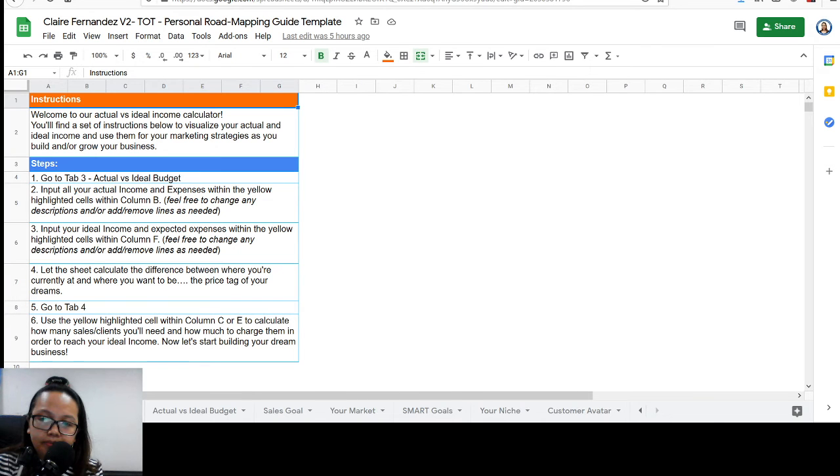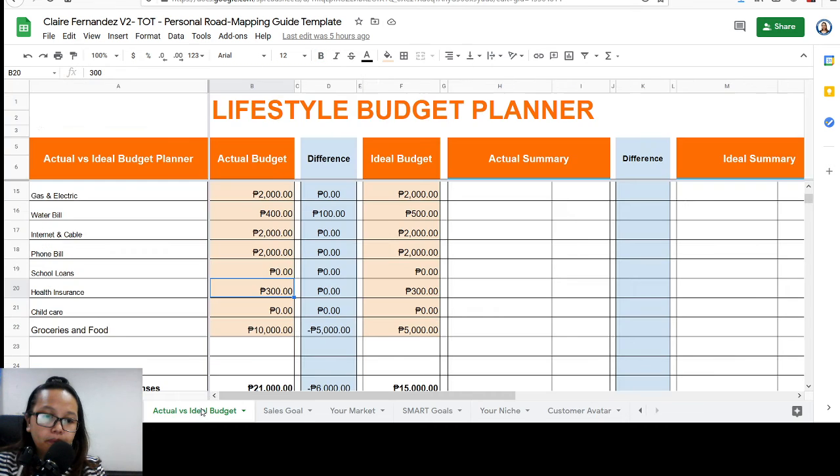Okay, so this is my output. The instruction from Propsco says, welcome to our actual versus ideal income calculator. You'll find a set of instructions below to visualize your actual and ideal income and use them for your marketing strategies as you build and or grow your business. For the steps, we have first to go to tab 3, the actual versus ideal budget. Input all your actual income and expenses within the yellow highlighted cells within column B. So this is column B. So this is my actual income.